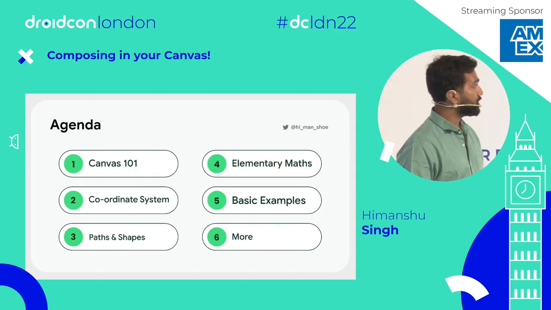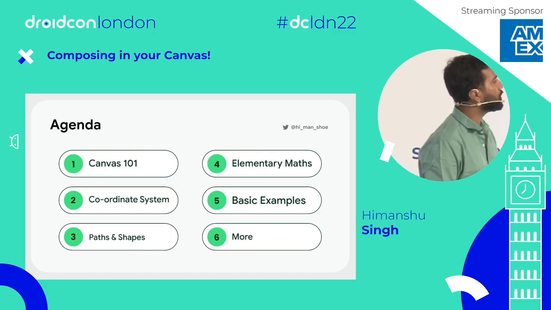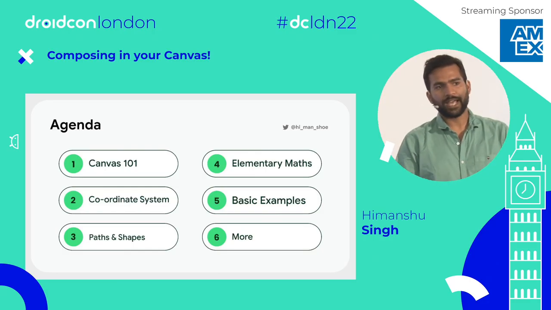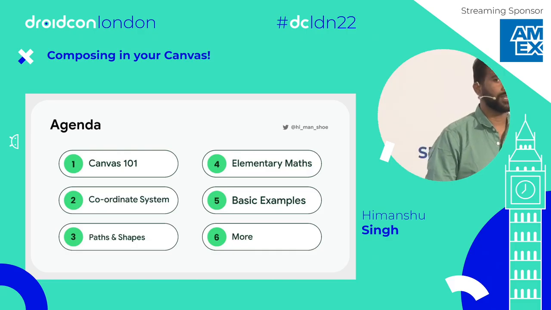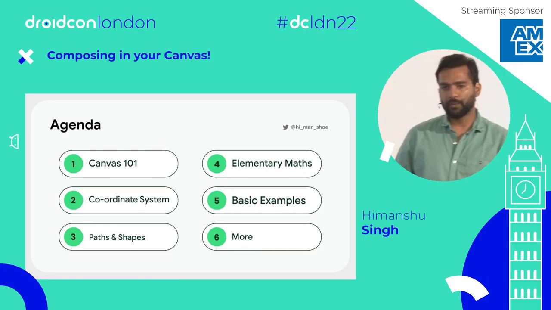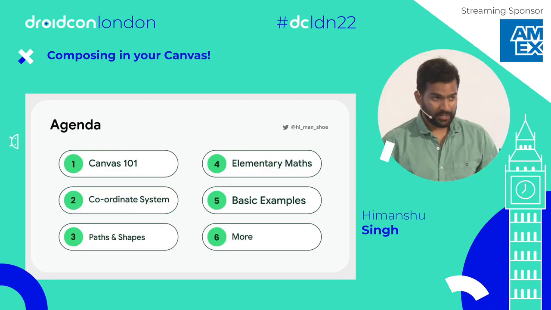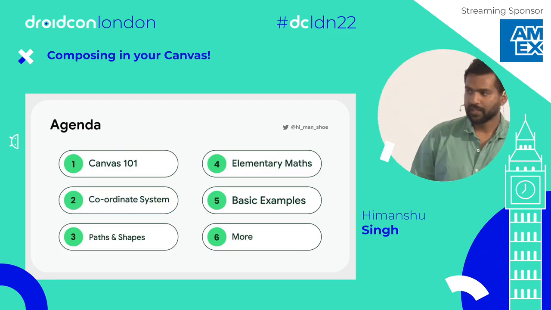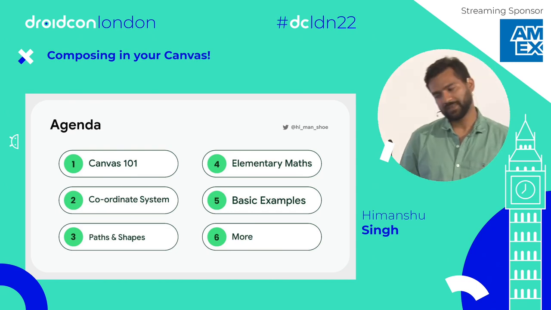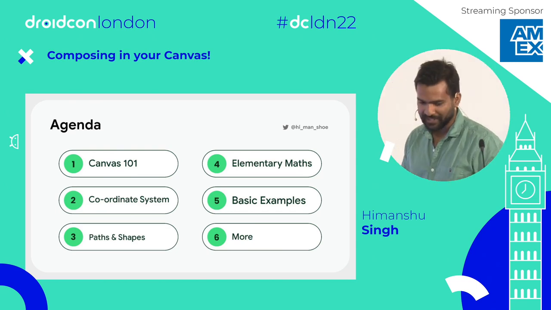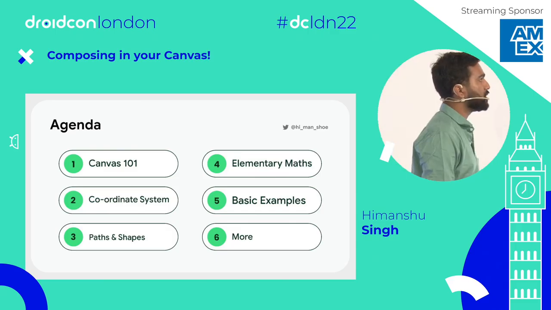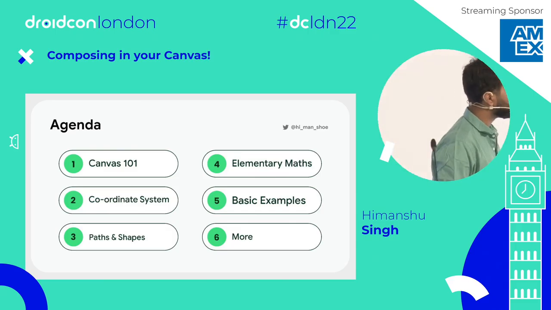Now, before the entire talk, I want to clear up a few agenda items which we are going to cover. There is something called Canvas 101. For us, 101 basically means that we are going to see a sample, how we do it, basic things about it, the coordinate system again, then what paths and shapes are, then the elementary school mathematics, some examples, a few tips, and miscellaneous examples.